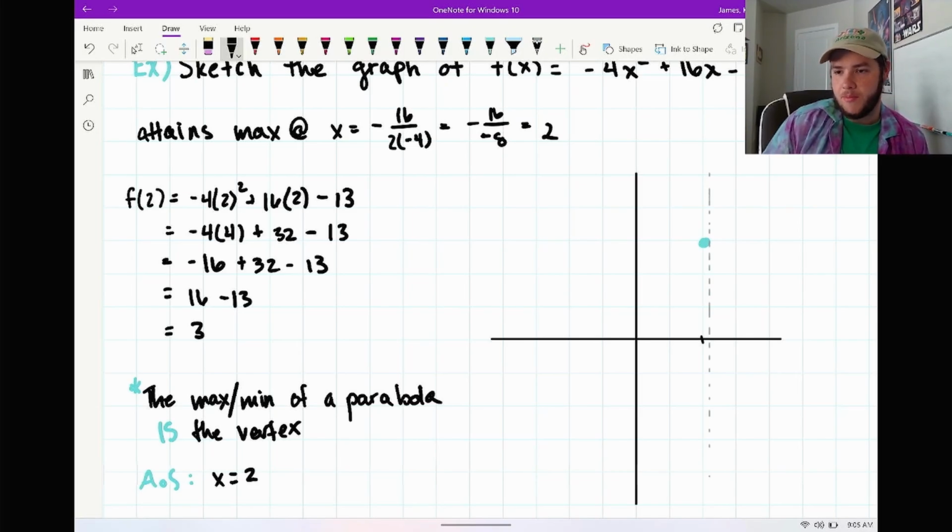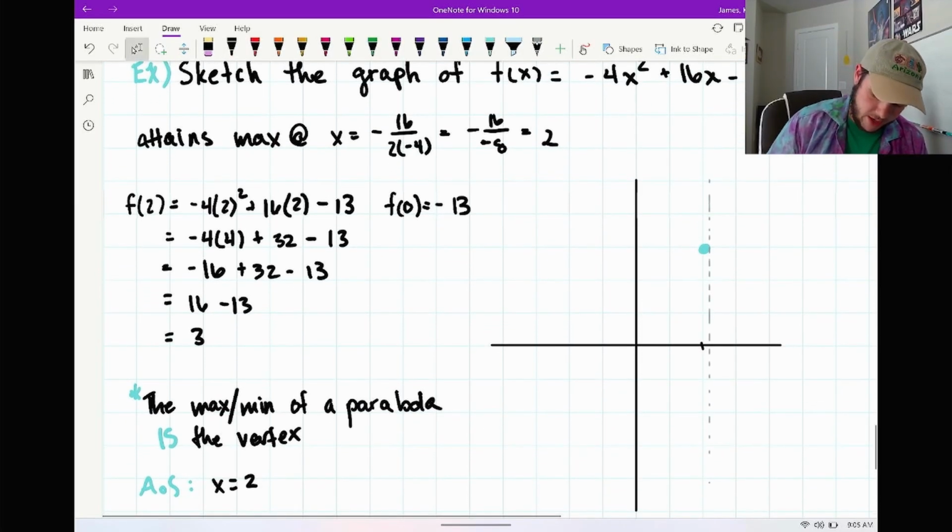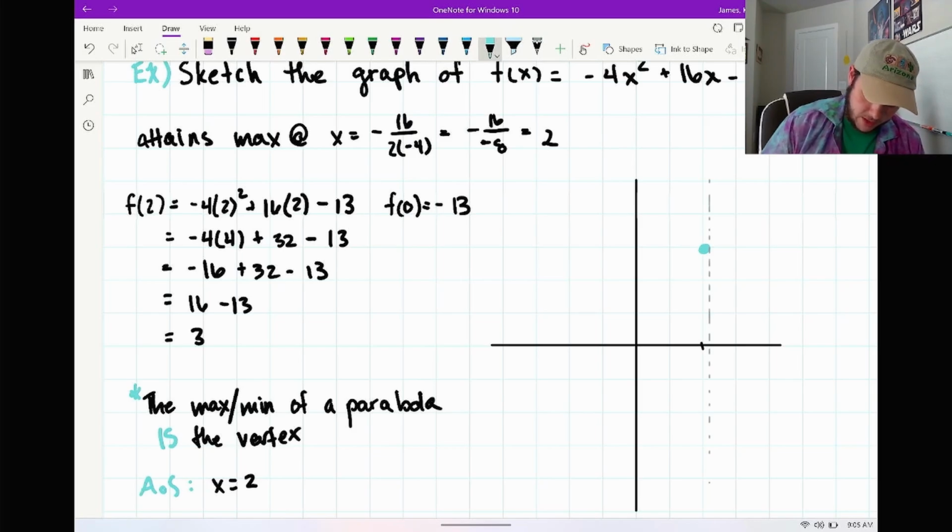All I need are a couple of other points. I can try f of 0. That's usually an easier one to grab. I'm just left over with negative 13. The rest of my points cancel out. So 0, comma... Ooh, never mind. That's pretty far down there. Negative 13. Here's what we'll do. Give me just a minute to fix this.